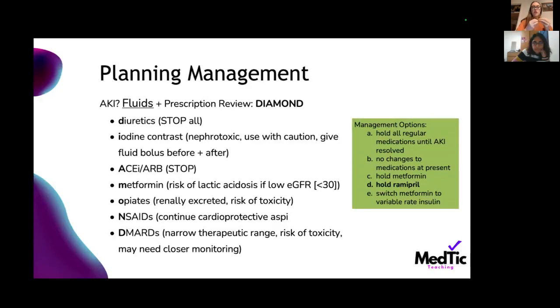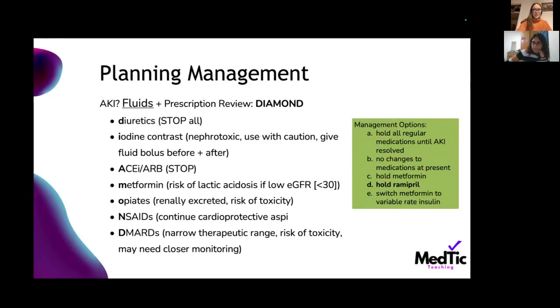And same with the opiates. The kidneys aren't getting rid of it, so it's going to build up and you can get an opioid toxicity. So you need to be very careful with opioids. You can sort of switch to something like oxycodone if someone's got a very low renal function.